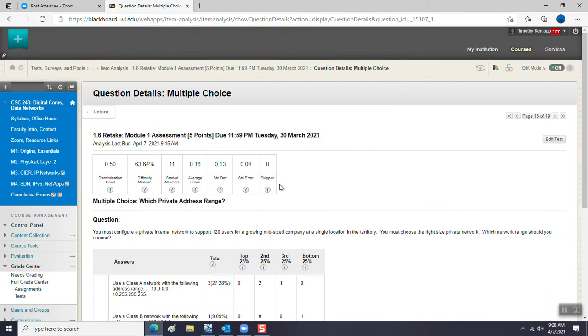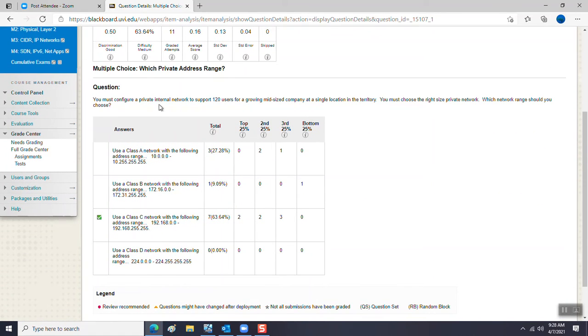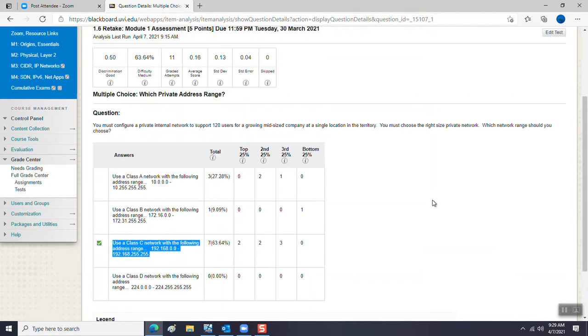Which private address range? You must configure a private internal network to support 120 users for a growing mid-sized company. You must choose the right size private network. Which network range should you choose? Well, if you choose a B or an A, you're talking about 65,000 addresses or millions of addresses. That's overkill. A Class C address range is really the only one that makes sense. And it's the only answer that satisfies the criteria. You want to provide for some growth. You have 120 users. There are 253 usable IP addresses in a Class C range.